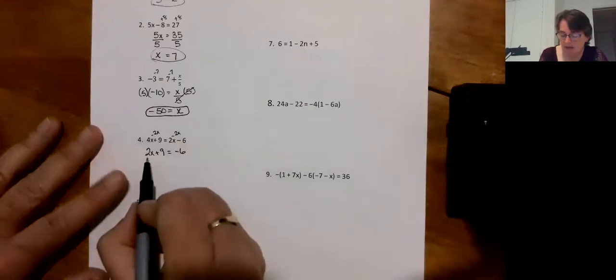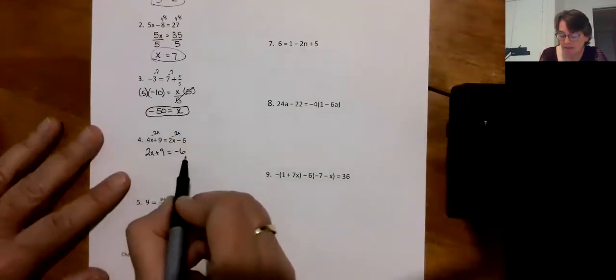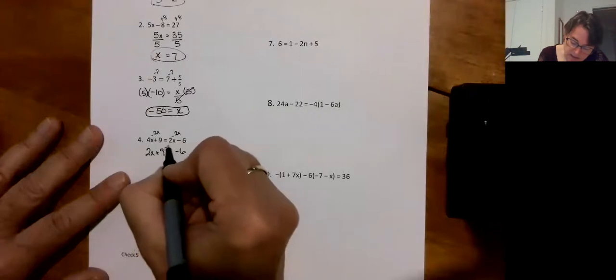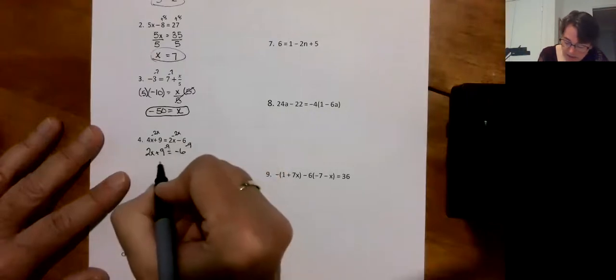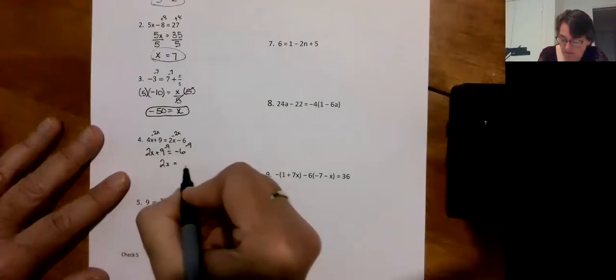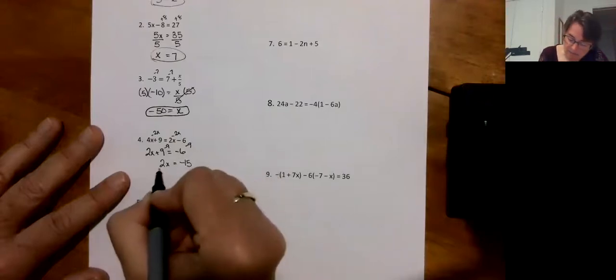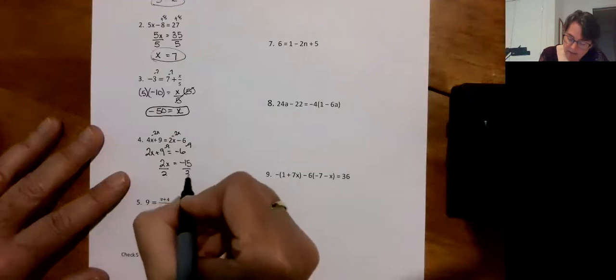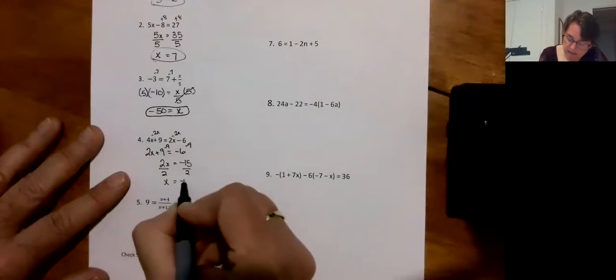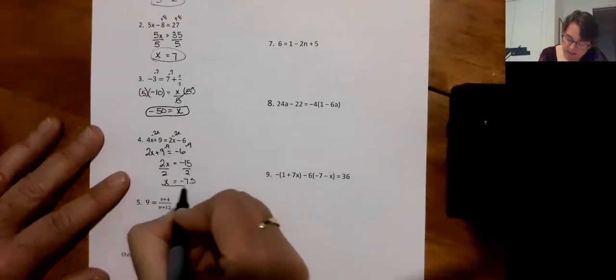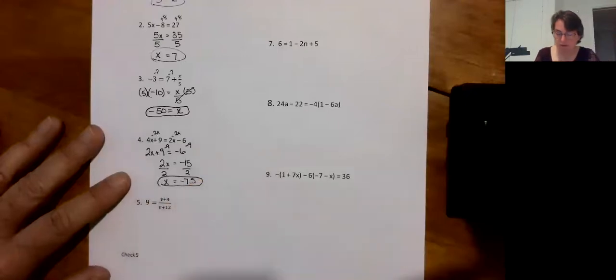Now, I have my x's here. I need to move my numbers to the other side. So I'm going to subtract 9, subtract 9. 2x is minus 6 minus 9 more. It's minus 15. Divide by 2. Divide by 2. Minus 7.5. And there we go.